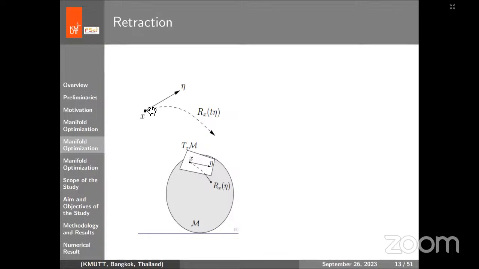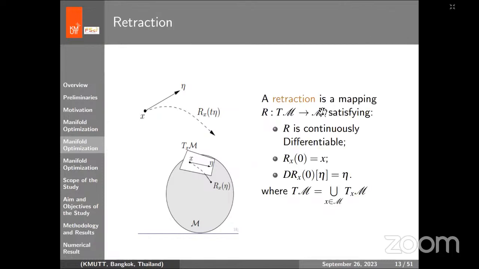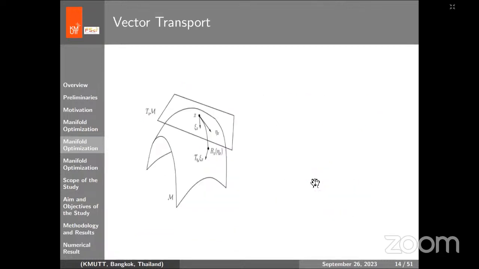Part of the replica of the tools we are going to use in order to generalize from Euclidean optimization to Riemannian optimization is what we call retraction. With retraction, you have a point x on the manifold and you take a direction eta, which is not on the manifold. As soon as you leave the manifold, in order to get the next point, you need to retract. That is, you need to take the point back to the manifold. We take the point back to the manifold using what we call retraction, which is required to satisfy these conditions mathematically.